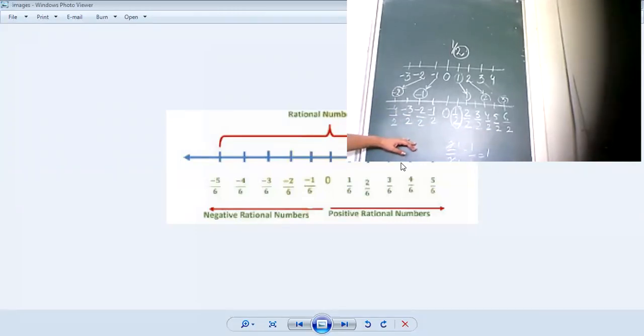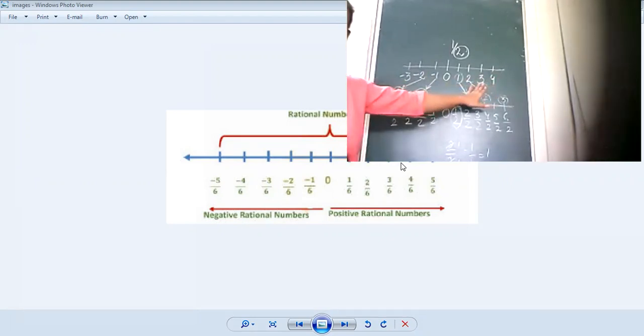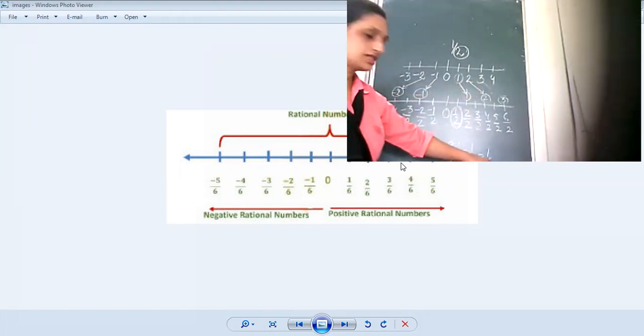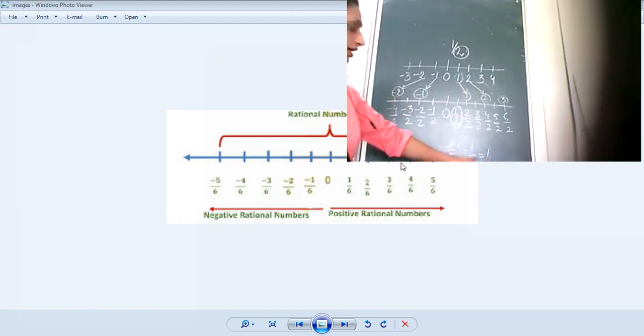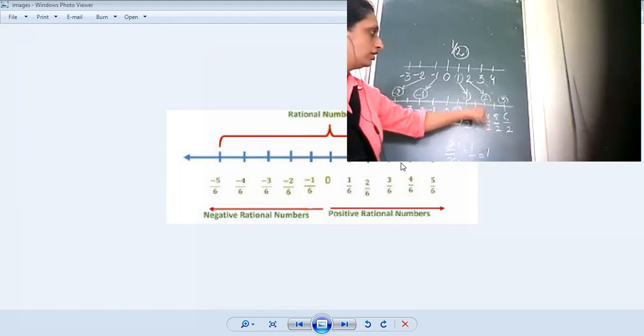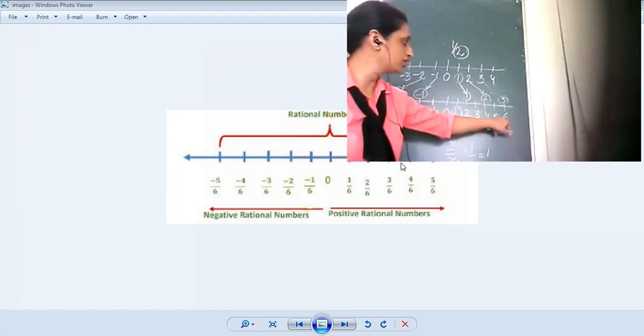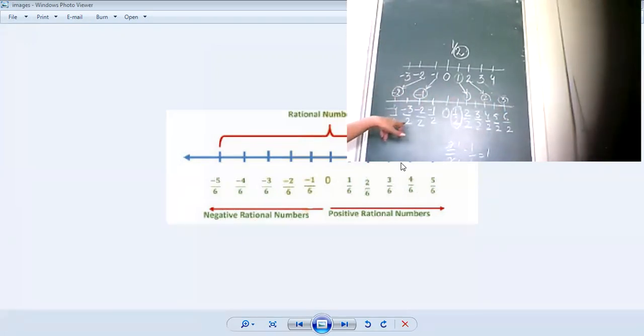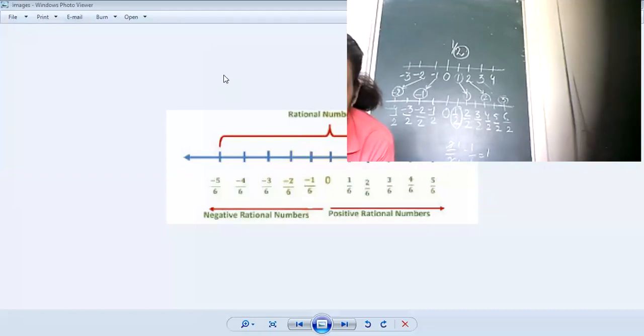Okay. And according to the integers number line, if I am seeing number 1, it will lie over here when 2 by 2 is there. When you change it into the lowest form, you get 1. That means 1 should be here. 4 by 2, 2 2s are 4. That means 2 will be here. 2 3s are 6. That means 3 should be here. Same in case of negative also. Clear now? Rational numbers on the number line.